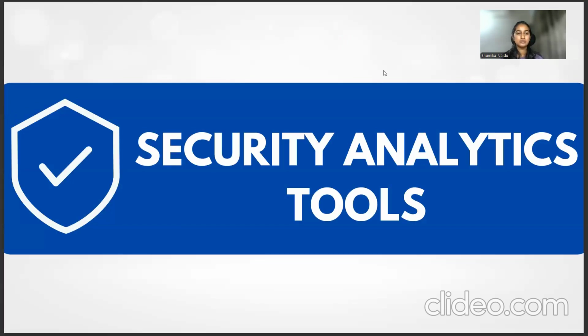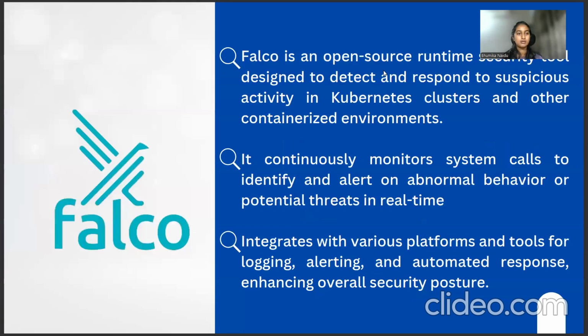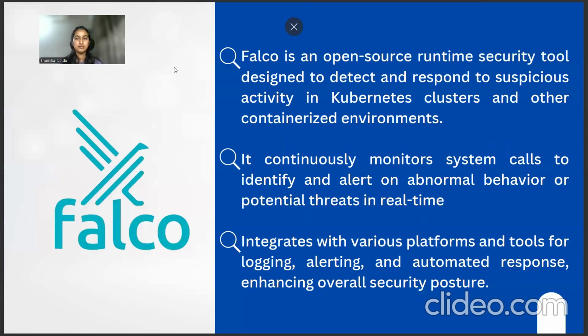So here we go through Falco and KubeArmor. The first one is Falco. Falco is basically an open source runtime security tool designed to detect and respond to suspicious activity in Kubernetes clusters and other containerized environments. It is part of CNCF, which stands for Cloud Native Computing Foundation. It is designed to monitor the behavior of applications running in Kubernetes, Linux, and other cloud native environments to detect unexpected or malicious activity. So how does Falco do threat detection and monitoring?